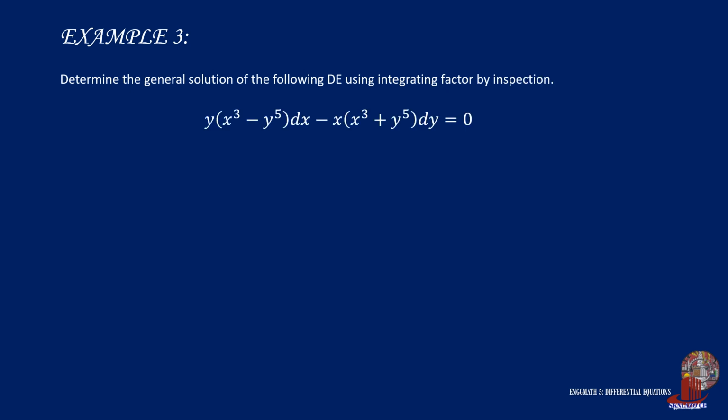The third example requires the general equation of y times the quantity x cubed minus y to the fifth power times dx minus x times the quantity x cubed plus y to the fifth power times dy is equal to 0. Similarly, start with distributing terms, making the equation x cubed times y dx minus y to the sixth power dx minus x to the fourth power dy minus x times y to the fifth power dy is equal to 0.